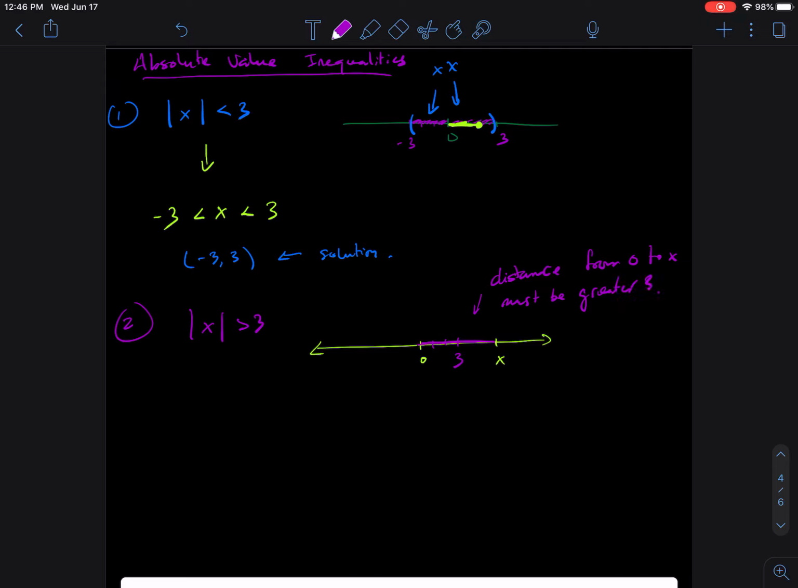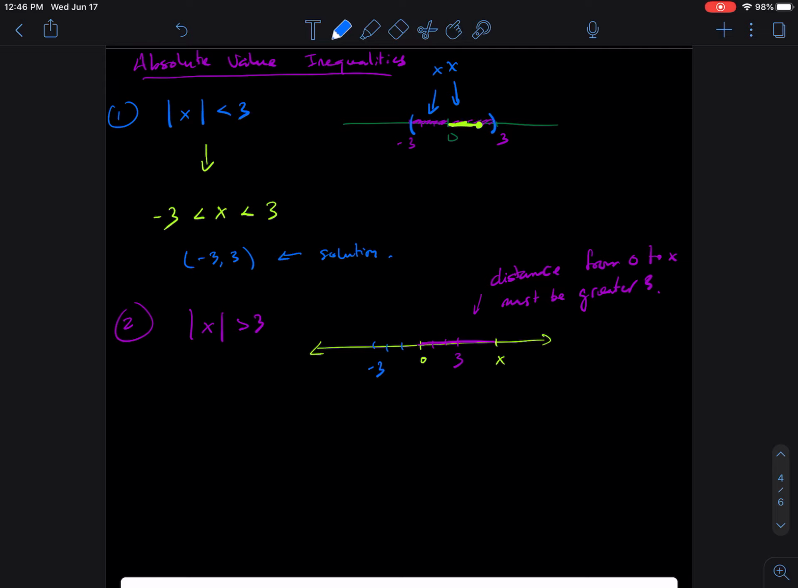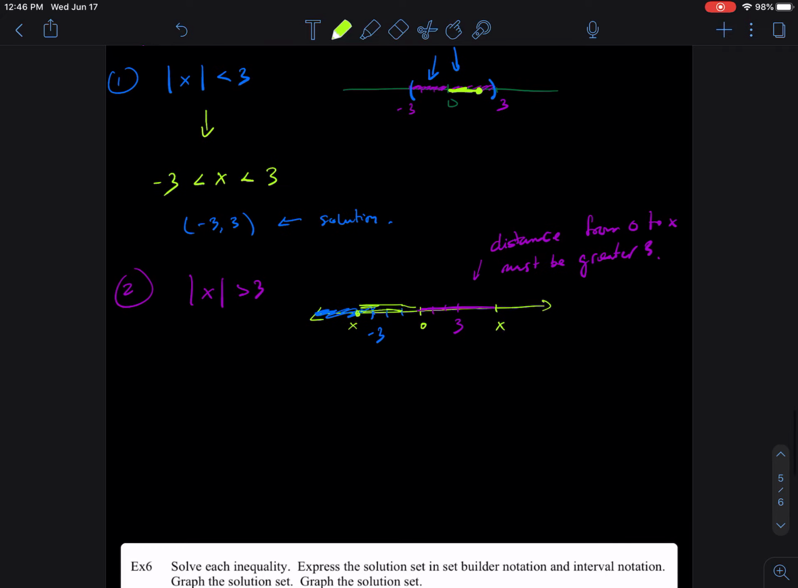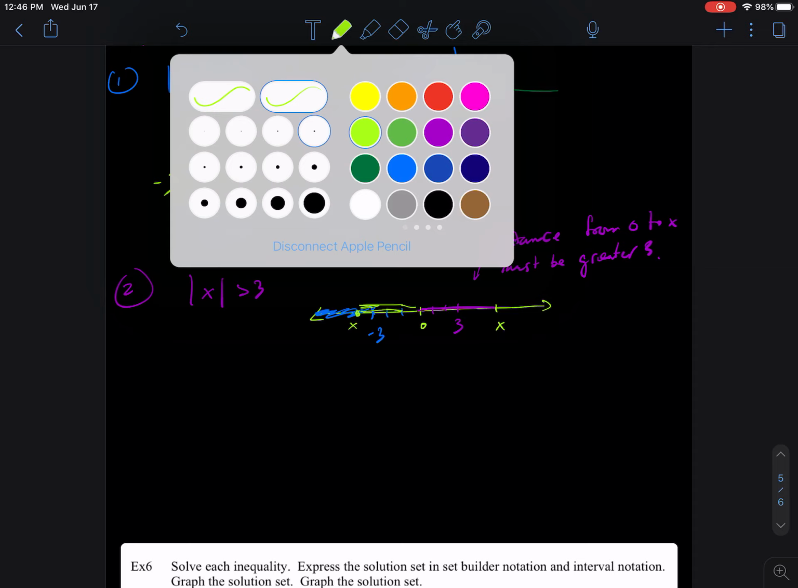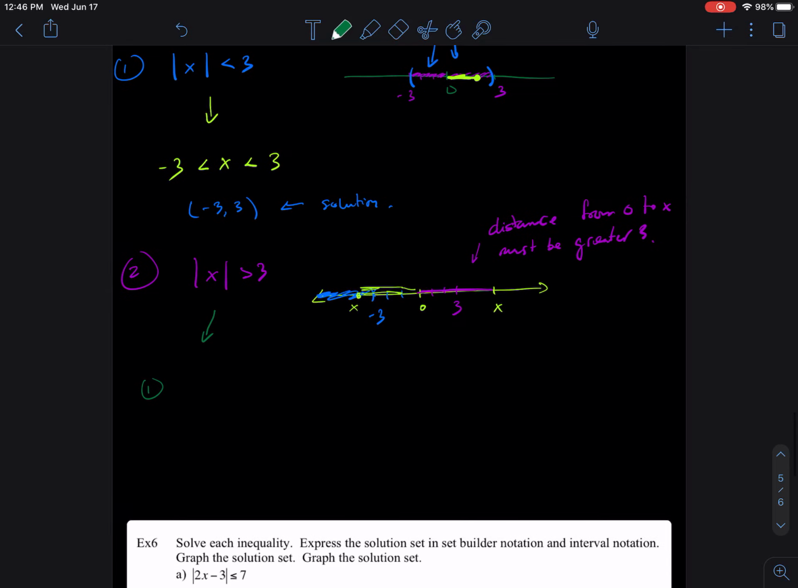So all the x we're looking for as part of the solution can be on the right side of 3, but we can also go in the negative direction. If we look at negative 3 there, if we pick any number on this side here, it's going to guarantee that it has a distance greater than 3. So if here's x, then it's going to be greater than 3 away. So we have to write this as two separate inequalities. The first inequality: we take x and make that greater than 3. That will guarantee the distance is greater than 3.